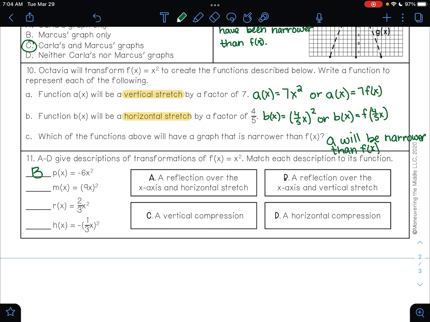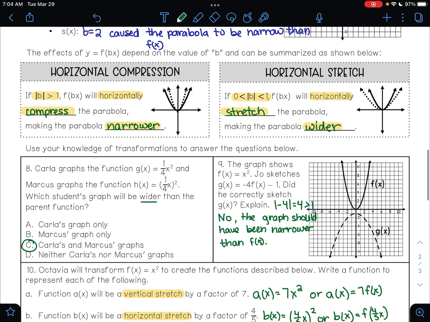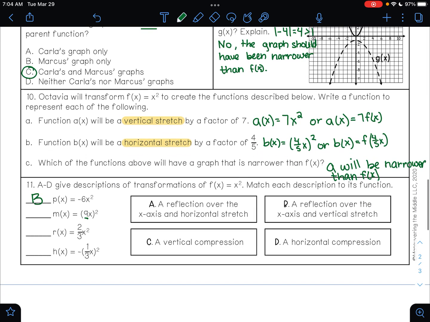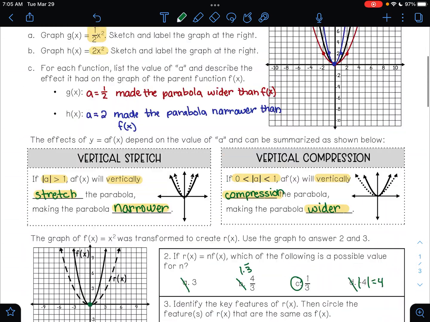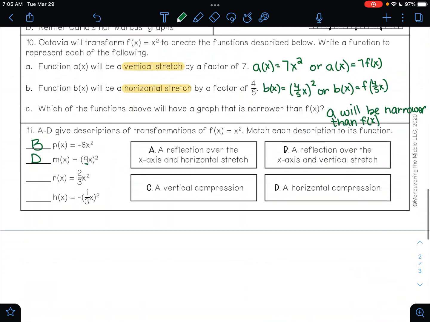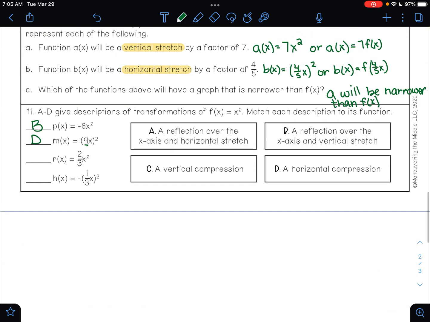Okay. Now, m of x, the 9 on the inside, that means it is going to be horizontal. And when it's bigger than 1, it's a compression. So I want a horizontal compression, which is answer choice D. R of x, it's on the outside, so it's vertical. And it's between 0 and 1, which means it's a vertical compression. So I want vertical compression as a description, which is C.